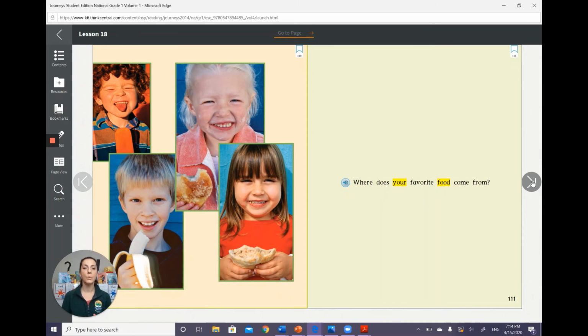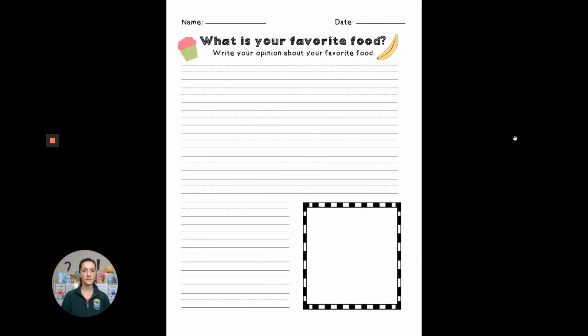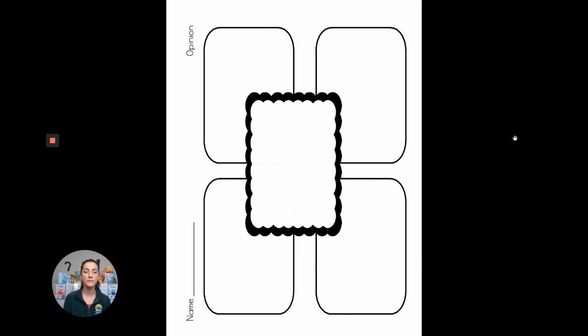So I want you to write next what your favorite food is. I will show you the picture. Okay, and this is where you will write it. What is your favorite food? Write your opinion about your favorite food. Okay, I'm also providing you with a graphic organizer to help you in your writing. It helps you organize your ideas and write more quickly.